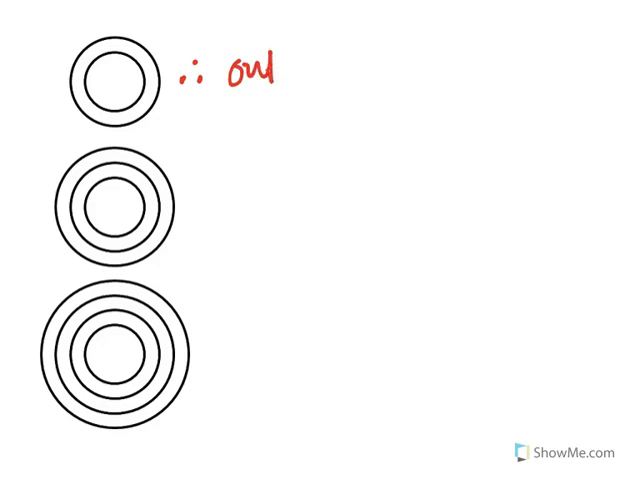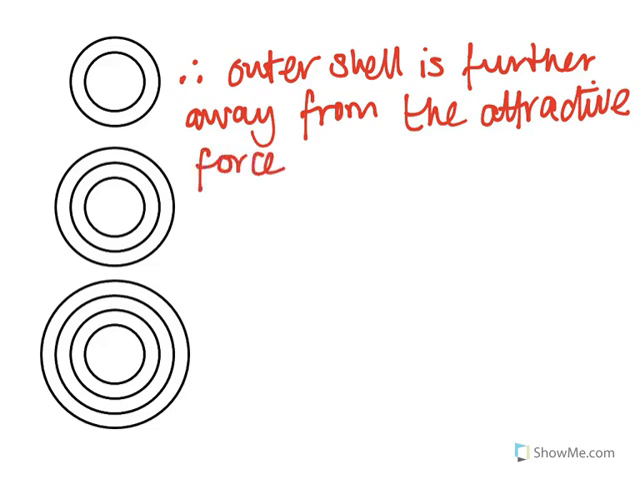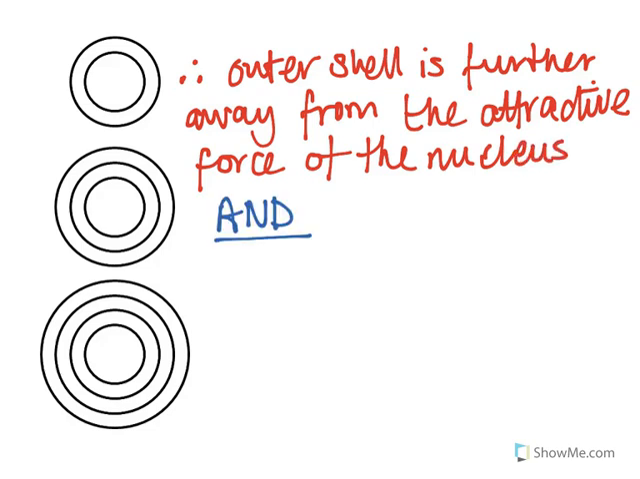So what this means, as you go down a group, is that the outer shell, which is the one that does all the chemistry, becomes further away from the nucleus. And if it's further away from the nucleus, then it is further away from the attractive force of the nucleus. And it is this attractive force of the nucleus that holds on to the electrons and keeps them orbiting round the atom. And there is another thing to consider here.